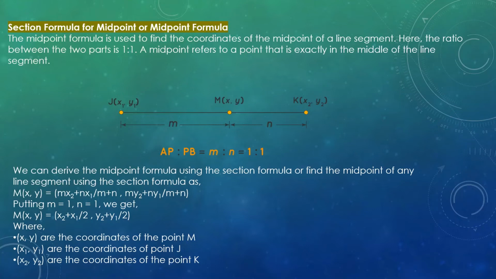or find the midpoint of any line segment using the section formula as M(x, y) equals (mx2 plus nx1) upon (m plus n) and (my2 plus ny1) upon (m plus n). Putting m equals 1 and n equals 1, we get M(x, y) equals (x2 plus x1) upon 2 and (y2 plus y1) upon 2, where x and y are the coordinates of point M, x1 and y1 are the coordinates of point J, and x2 and y2 are the coordinates of the point K.